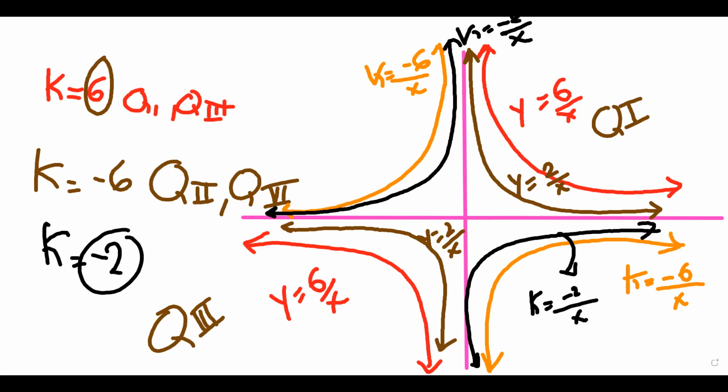Yes, miss. Yes, teacher, it's clear. So from the value of k, I can guess where the graph will be. If k is positive, it will be in quadrant 1 and 3. And if k is negative, it has to be in quadrant 2 and 4. Do you have any question?